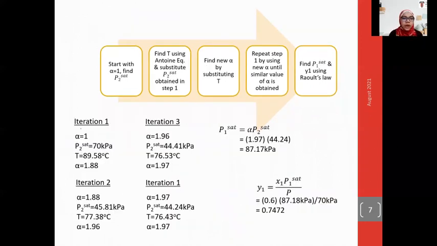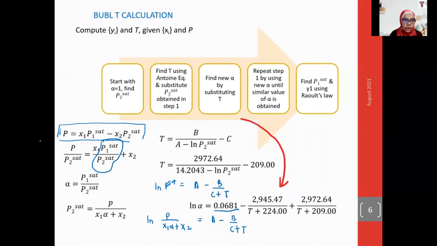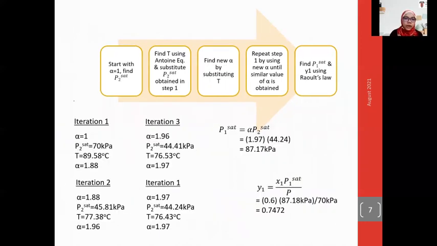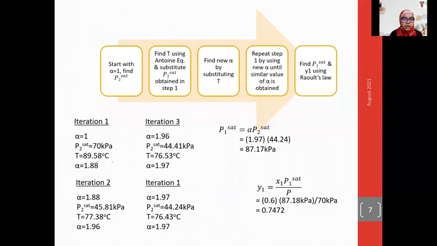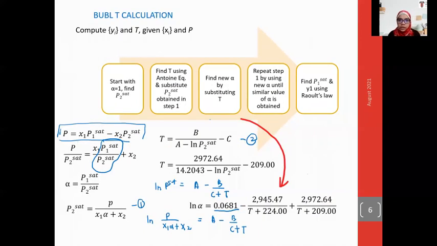So we start with alpha equal to 1. Once we start with alpha equal to 1, we can get the new P2 saturation, using this first equation. After that, we can get the temperature from this. Insert this, which is our second piece of information from this iteration, into this expression to get the value of alpha.